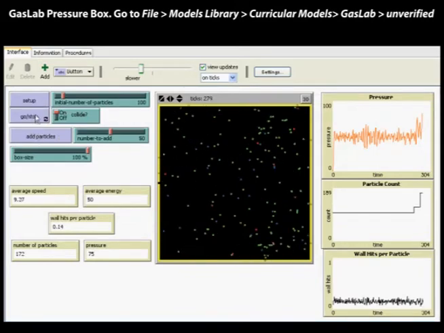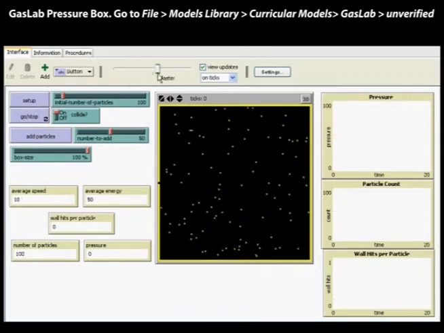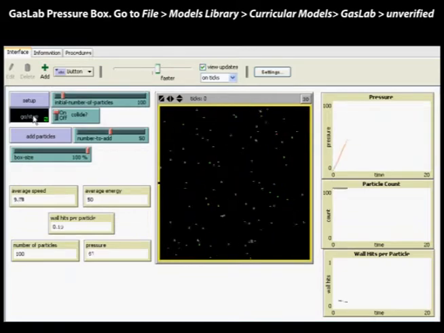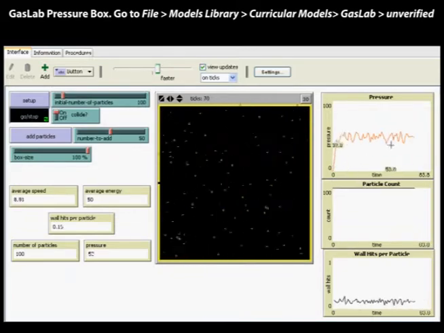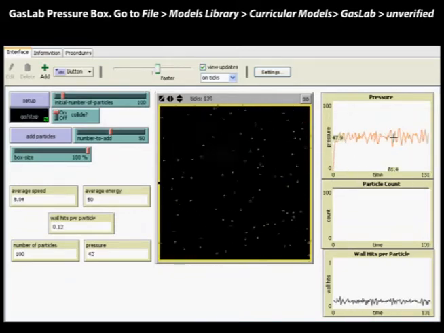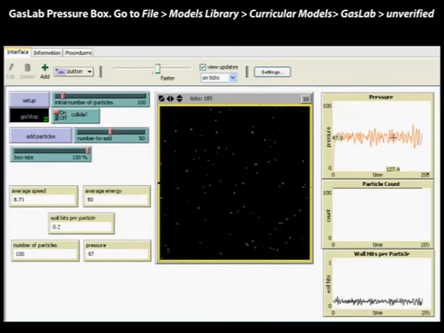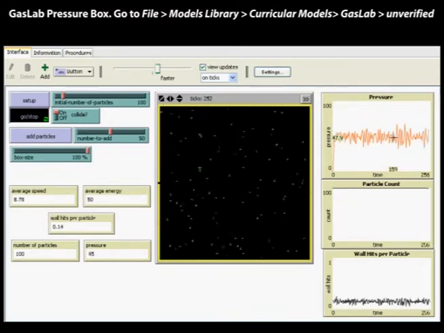Okay, let's stop this, set it up again, speed things up so we can get data more quickly, and we'll let it rip. Now, it looks like with 100 particles, the pressure is averaging out to around 47.9. Let's make a note of that.